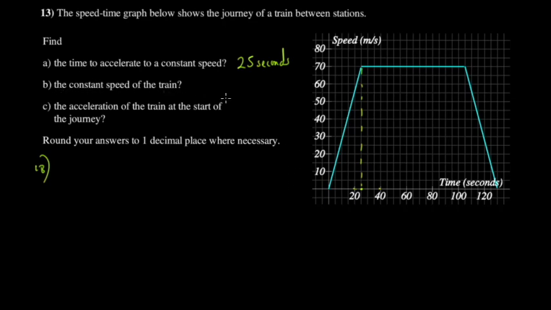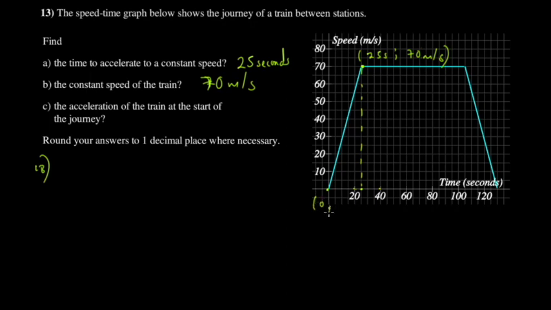So you ask the constant speed of the train. So the constant speed here is 70 kilometers per hour. Meters per second here, that's the unit that we're using. Okay, so the acceleration of the train at the start of the journey. So you want the acceleration. The acceleration, we say that it's gradient. At the start of the journey, they mean for this leg here. So this one would be the 25 seconds that you identified, and 70 meters per second. Jesus, we're doing so much stuff on kilometers per hour that I'm just thinking of kilometers per hour right now.